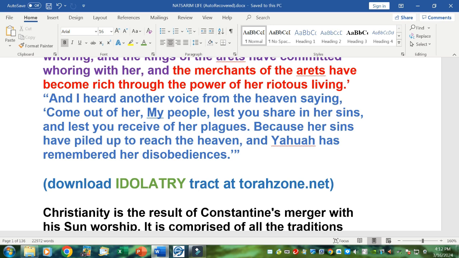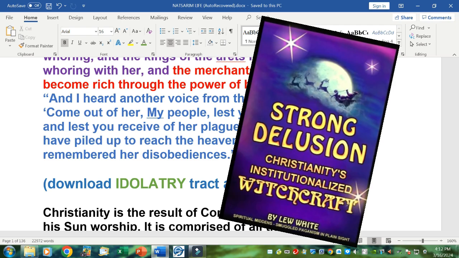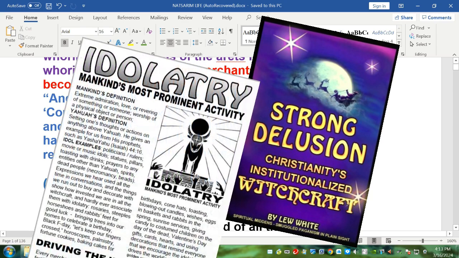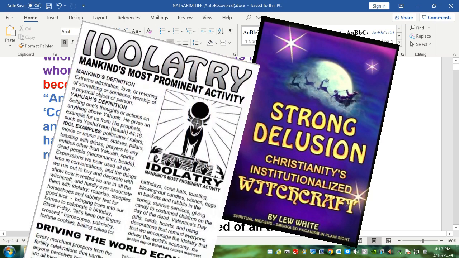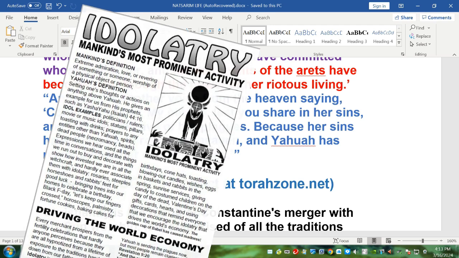And these are all basically not of Yahuah. They're actually based upon fertility practices that were brought in. And it drives the world economy. People decorate and they have parties and they have birthdays and celebrate all these pagan practices that are actually witchcraft. They're rebellious. And people don't care. They don't know because they're sleepwalking, because they've been programmed. Get the Idolatry tract at TorahZone.net, and it's just called Idolatry, Mankind's Most Prominent Activity.